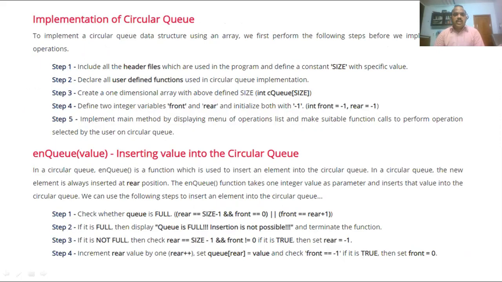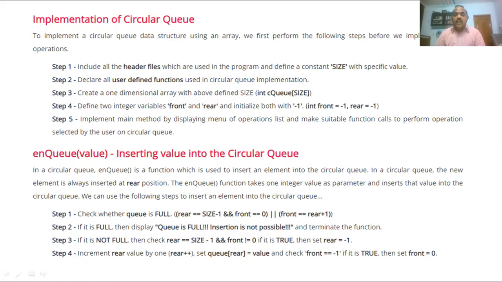For the implementation of a circular queue, first of all, we define the header files. Then we define the functions available in the program, and next the array declaration. Next, set -1 to the front and rear positions. Then we define the methods available in the program, like the main function. This is the insert operation in a circular queue: check whether the queue is full, rear equal to size -1 and front equal to 0, then the queue is full.